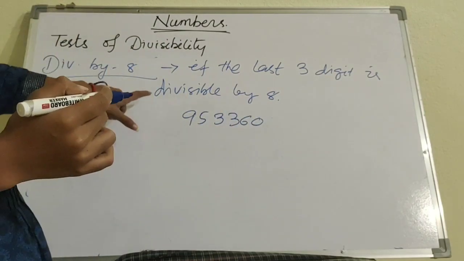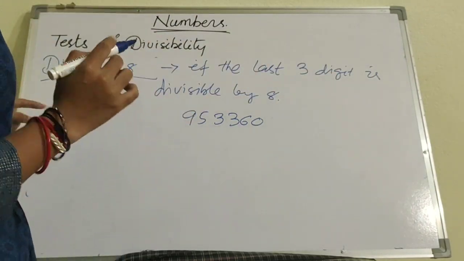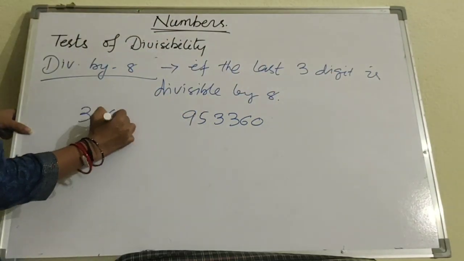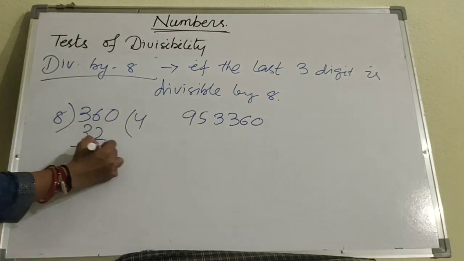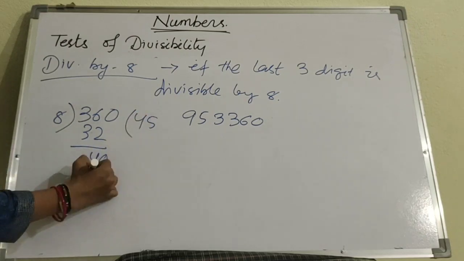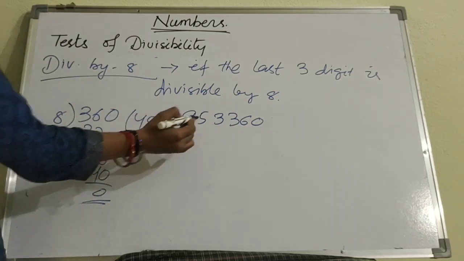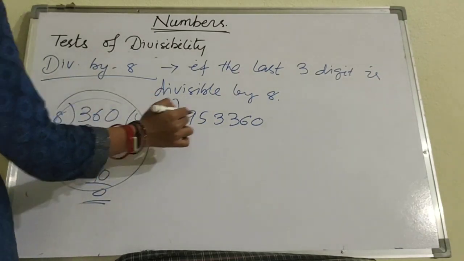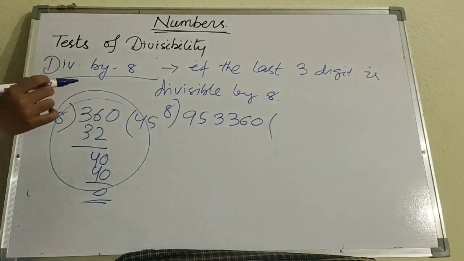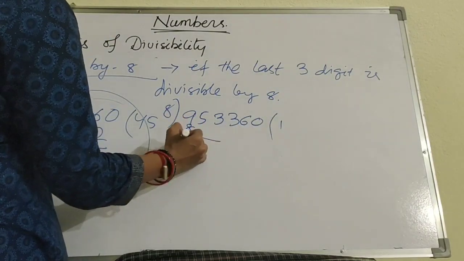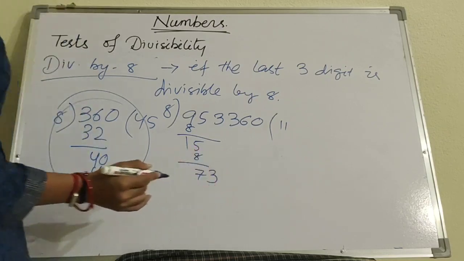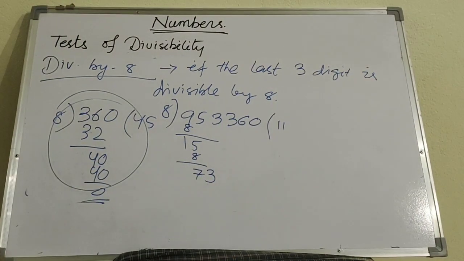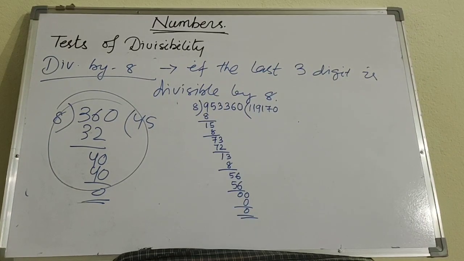95360. It is mentioned that the last 3 digits should be divisible by 8. So let's take 360 divided by 8 and check whether this number is divisible by 8 or not. 8 ones are 8, 8 sixes are 48... So this number is divisible by 8.